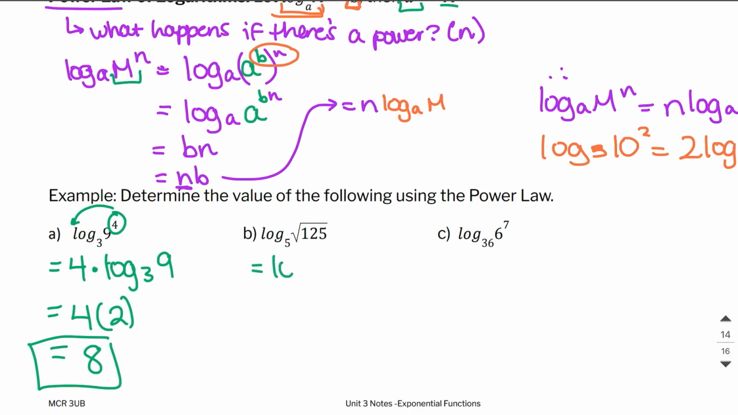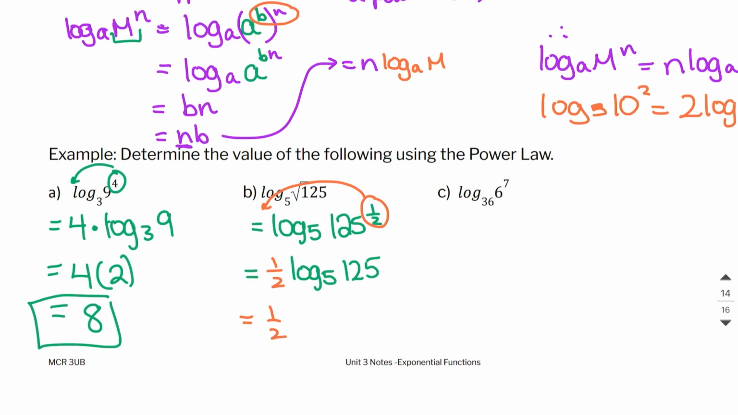In our next example, we can rewrite this as log base 5 of 125 to the power of 1/2. Now we can bring this 1/2 out in front. So this would become 1/2 times log base 5 of 125. We know that log base 5 of 125 is 3. So your final answer here would be 3/2.